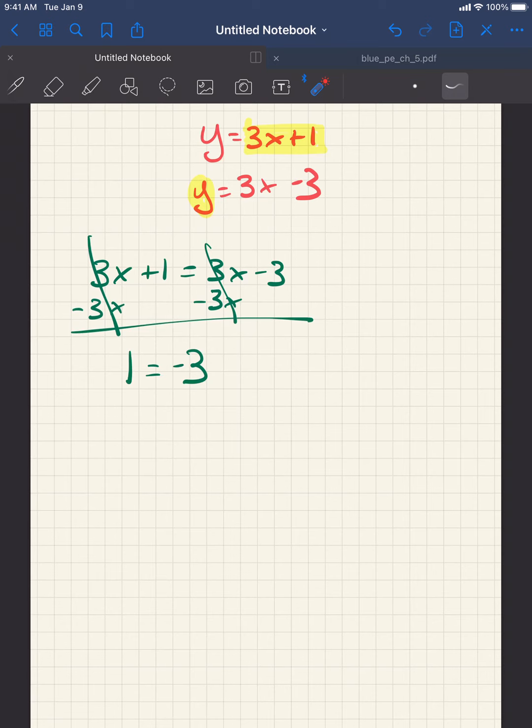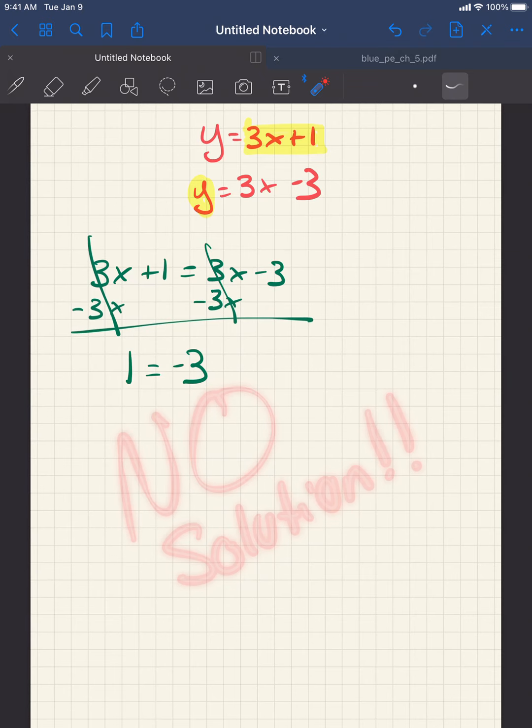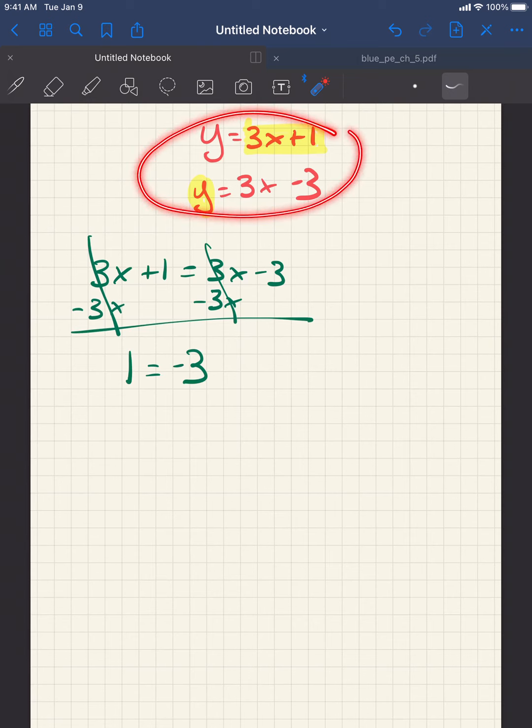Is 1 equal to negative 3? No, they are not equal. If this happens, then you know the answer to your solution is no solution. Okay? So if you're somebody who doesn't like to graph, remember there's always all these different options. I personally love substitution. Substitution for me is just quick, it's easy, and right there, bada bing, bada boom, I can tell these are not going to work.